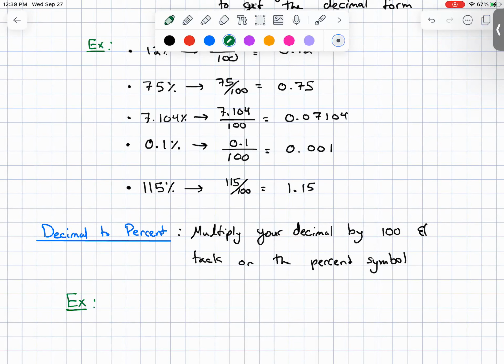If you don't write the percent symbol, or if it's not listed in a problem, that is assumed to be the decimal form of the number. So keep that in mind. So some examples. If you had the decimal version of your percent as 0.64, what you would do is take that 0.64 and multiply it by 100, which would give you 64, and then we'll tack on that percent symbol right away.